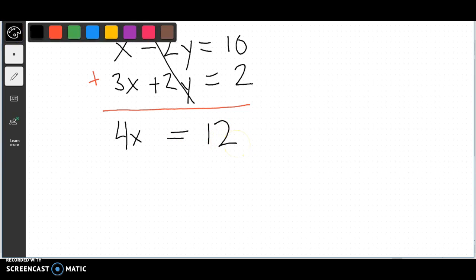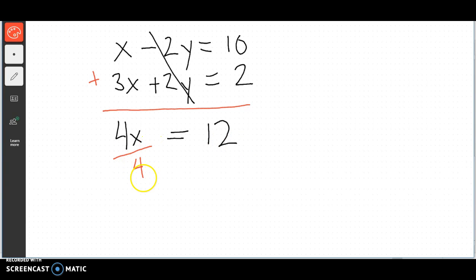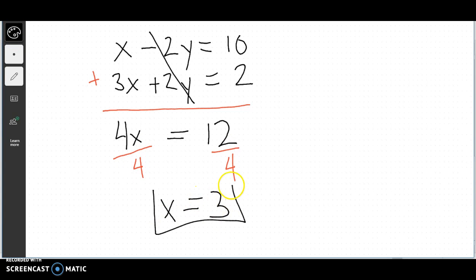Now we can find what x equals. I'm going to divide both sides by 4. And we're going to find out that x is equal to 3.